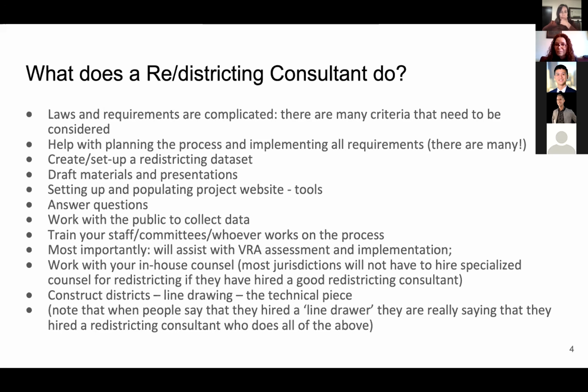And I know that for some jurisdictions, you may have a very good GIS department. A GIS department may not have the right software available, or perhaps draws lines differently. I mean, line drawing is, again, a very specialized, niche kind of area of expertise. And then again, here's my little note that when people say that they hired a line drawer, what they're really saying is that they hired somebody who does all of this stuff that I just listed above. So I do think that is something to consider.